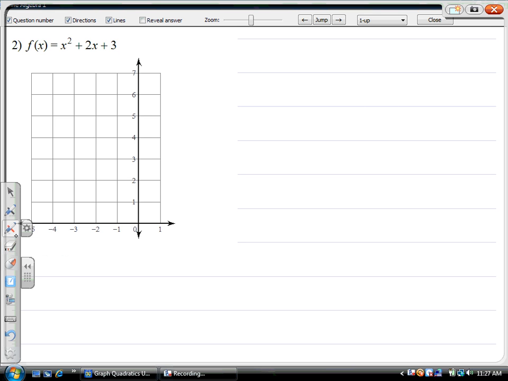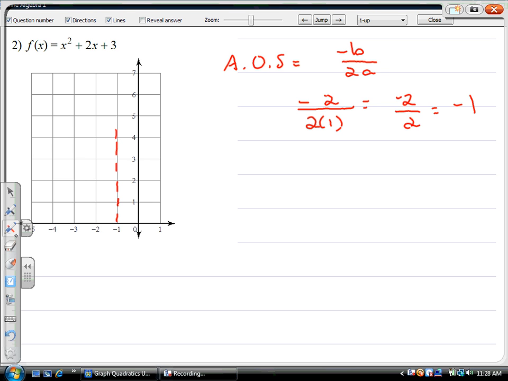Alright. So we'll move on to the axis of symmetry. That should be pretty easy. In standard form, our axis of symmetry is negative b over 2a. Our b is positive 2, so we'll have negative 2 over 2 times 1, which is negative 2 over 2, which is negative 1. Right now, we know that our axis of symmetry will be at negative 1.